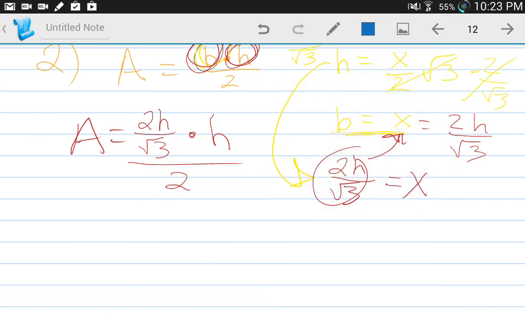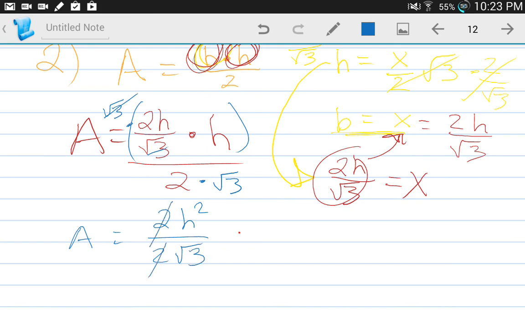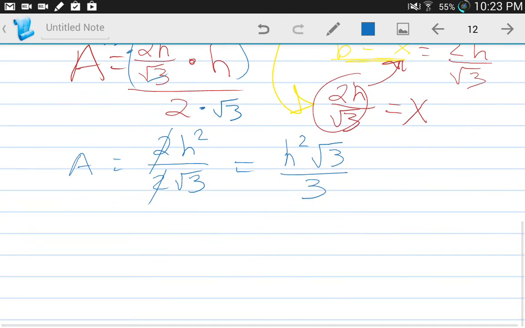And we can actually try to get rid of the fractions in here. So we'll multiply by radical 3 on the top and radical 3 on the bottom. And since this is all multiplying, those will just cancel. And we get area equals 2h squared over 2 radical 3. Those cancel. And then we would get h squared radical 3 over 3 would be completely simplified.